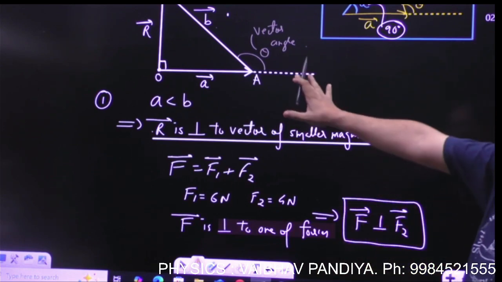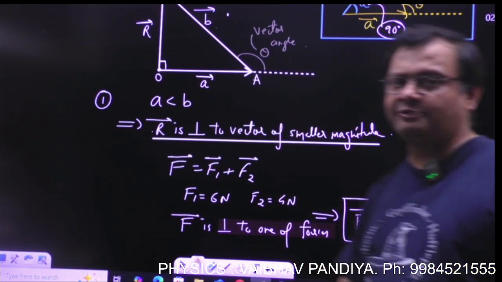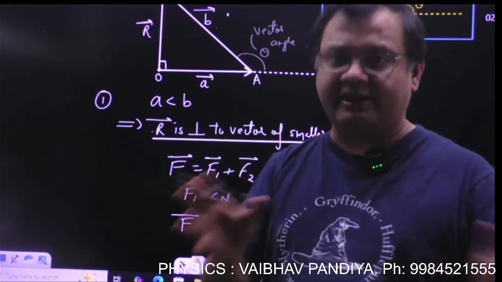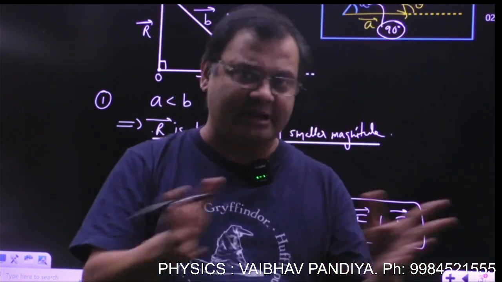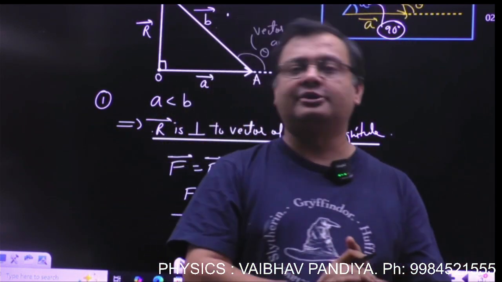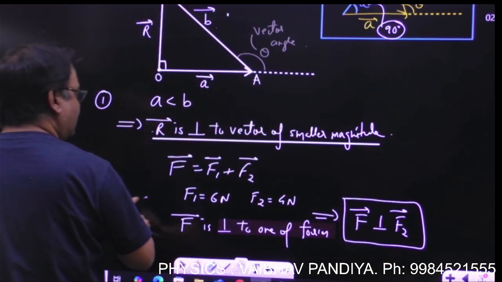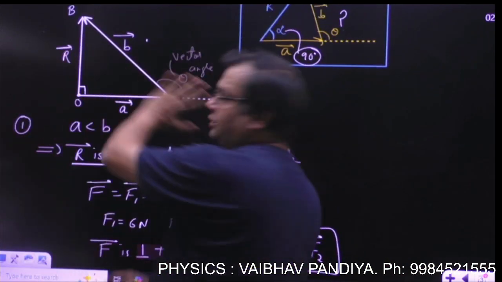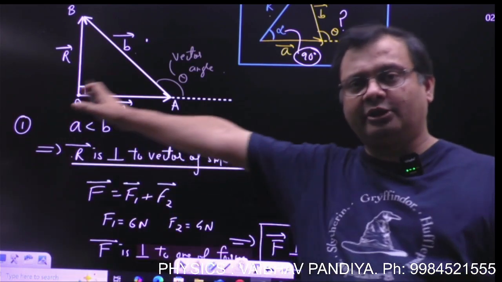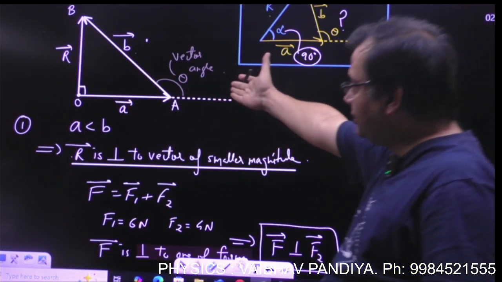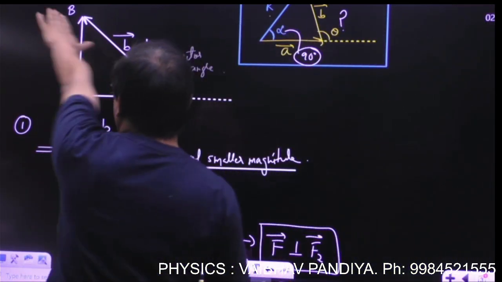So one of the properties which we can judge from geometry is that whenever the resultant vector is perpendicular to one of the two vectors to be added, it will always be perpendicular to the vector with smaller magnitude. Number 2, perpendicular to one of the vectors. Now what do you say about the nature of the vector angle? Surely it will be an obtuse angle, then only the triangle will be completed.